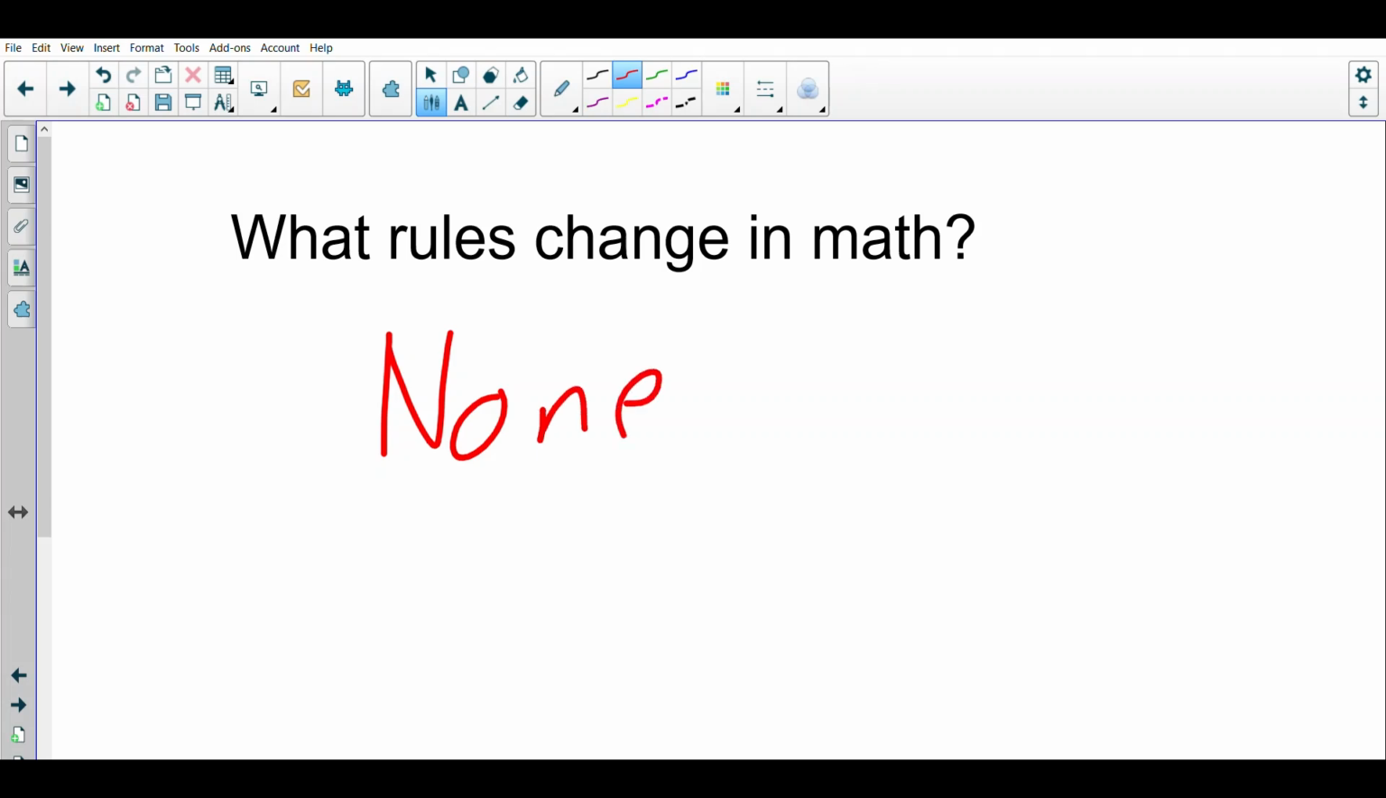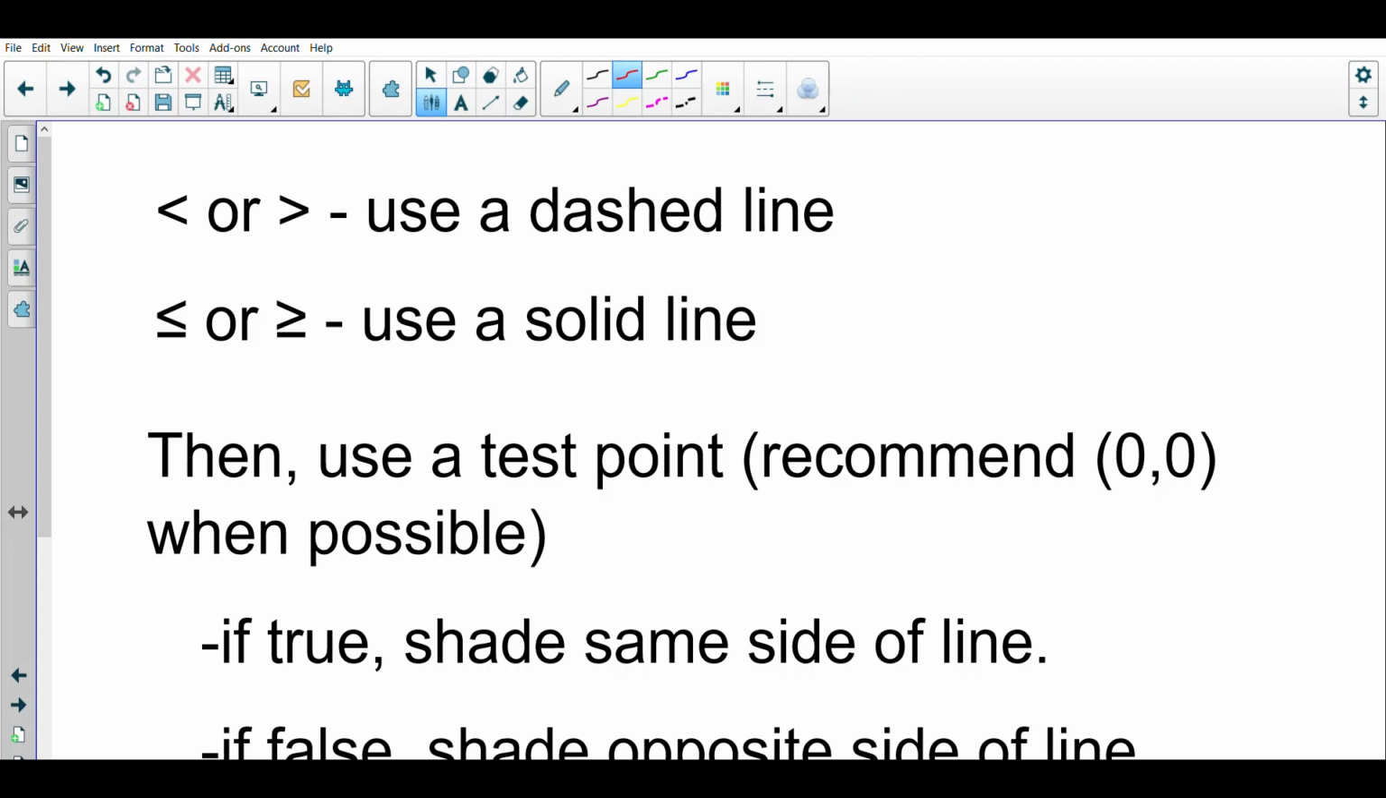Okay, so we got to remember our rules of how to graph lines. Remember y equals mx plus b, or the cover-up method. Okay, so now we need new steps to graph inequalities. So if it's a less than or a greater than symbol, use a dashed line. If it's less than or equal to or greater than or equal to, use a solid line. And then we use a test point. I would recommend 0, 0 whenever possible. If not, you have to use like 0, 1 or 1, 0. That's fine. If the statement comes out true, shade the same side of the line. If it's false, shade the opposite side of the line.